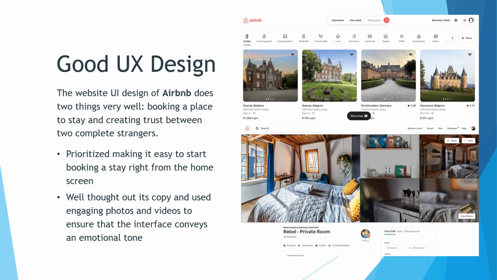And it has well thought out copy, and it uses these very engaging photos and videos, so that you can basically see how the different facilities, the different houses are going to be. It conveys not only an emotional tone, but also a very professional tone. Think about if these were blurred pictures, or not good quality pictures, that would take away from your confidence in booking, say, a particular room or something like that.